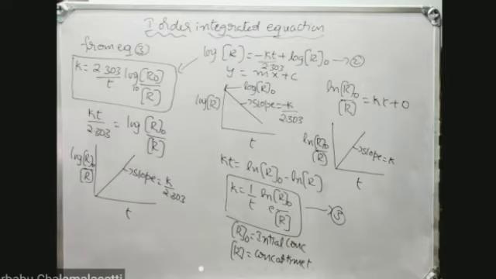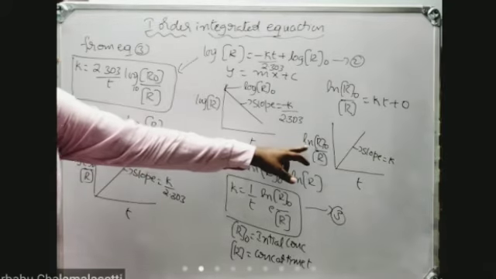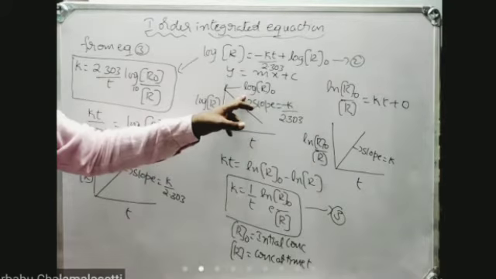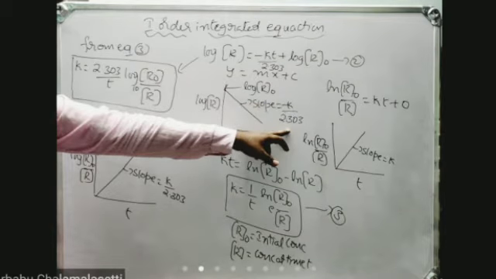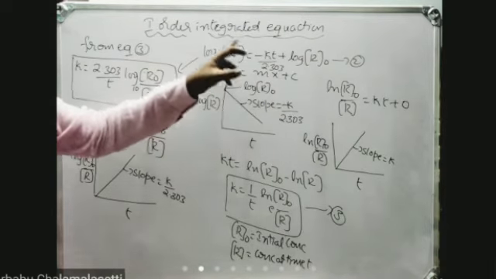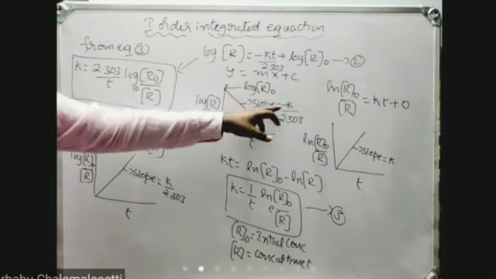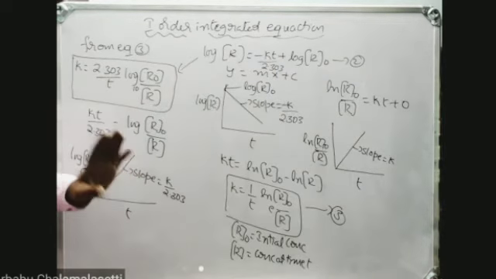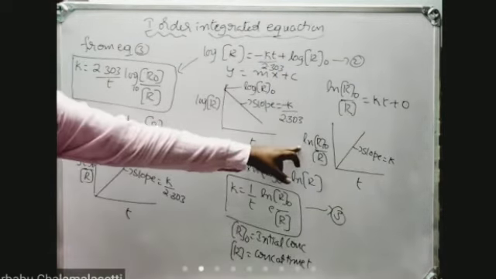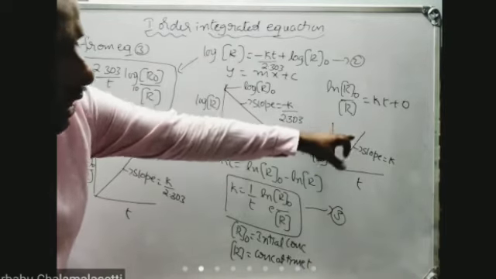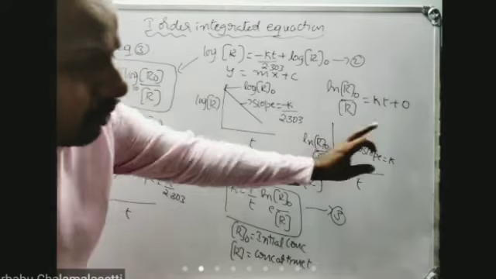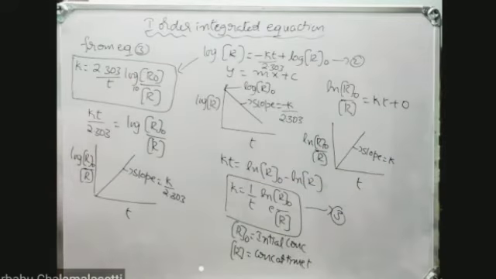The only major difference is here ln, here log. When log is there, the slope is minus k by 2.303. When ln is there, the slope is simply minus k. If the graph is drawn between ln r naught by r versus t, the graph is a straight line, and the slope is equal to k.